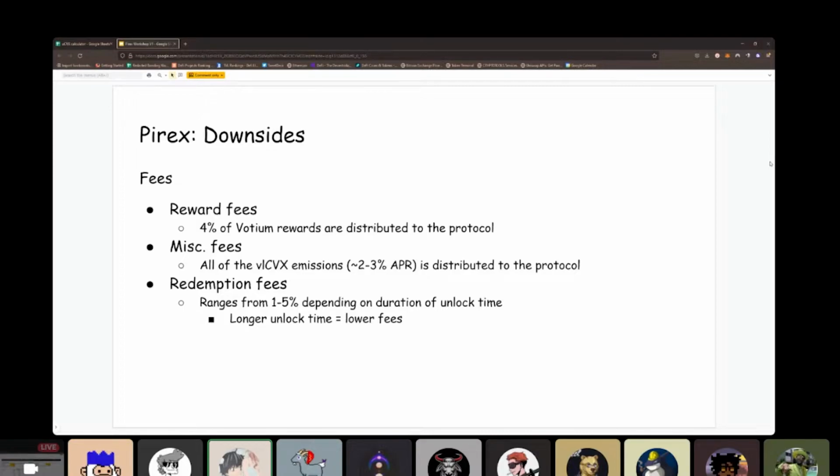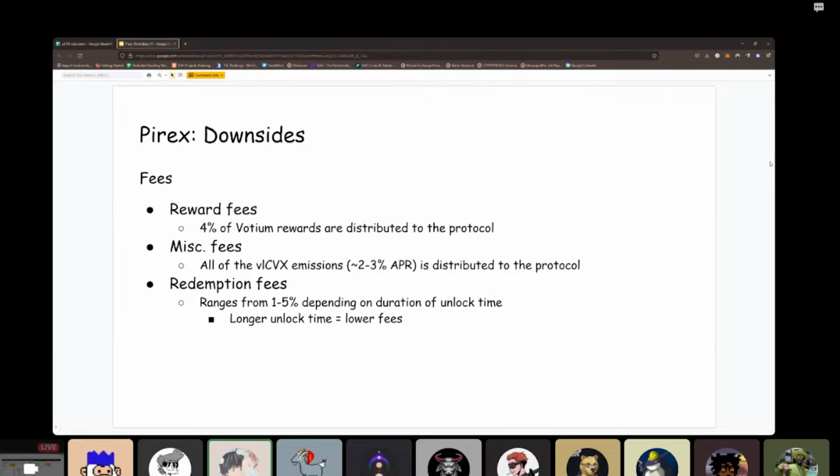I did not include developer incentives here, and the reason is that we have not gone to that stage yet. One of the things we would like to do later, as I mentioned earlier, is have apps built on top of Pyrex to help users do more with their VLCVX.